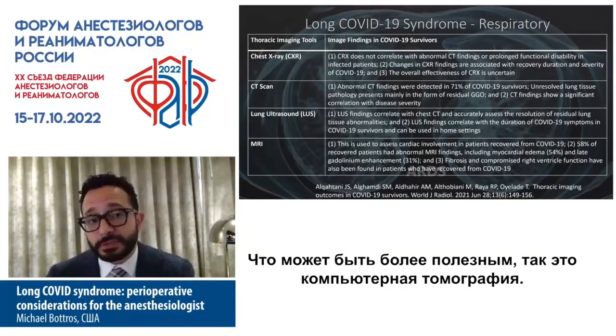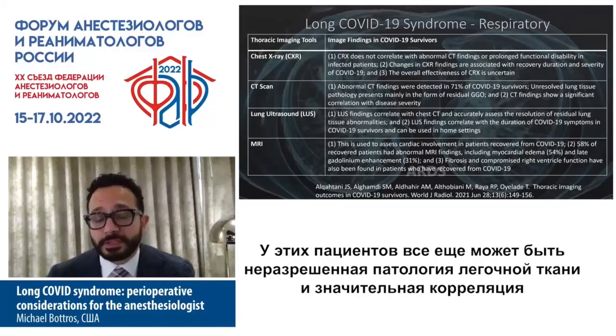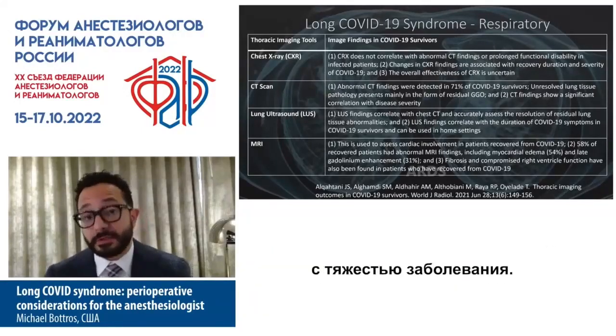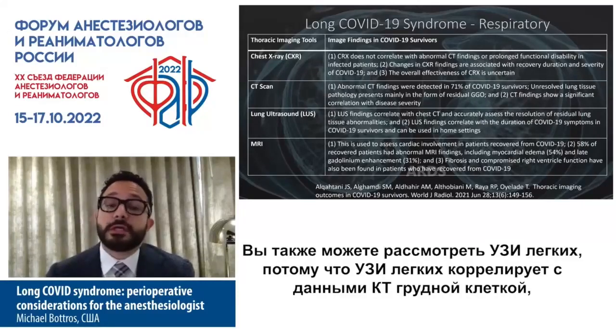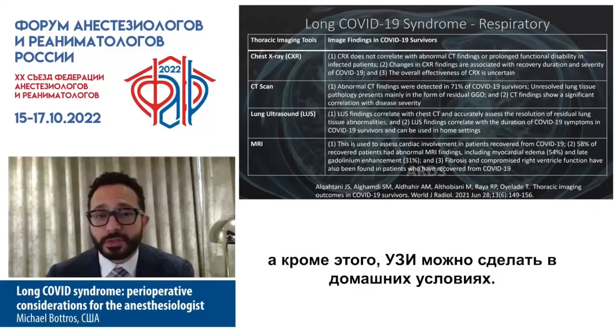What may be more beneficial is a CT scan. Abnormal CT findings were detected in 71% of COVID-19 survivors. There's still unresolved lung tissue pathology and a significant correlation with disease severity. You may also consider a lung ultrasound, because lung ultrasounds correlate with chest CT, and you can also correlate with the potential for doing this in the home setting.